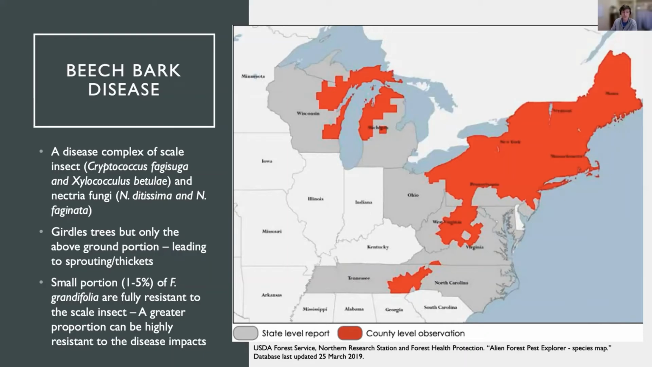There is a small portion of American beech that are fully resistant, and that number depends regionally and on what study you look at, but that's somewhere between 1% to 5%. So a very small proportion is fully resistant, and a greater proportion can be highly resistant. So they get the disease, they are attacked by the insect and the Nectria fungi, but they are vigorous enough, or they have some genetic component which allows them to fight off the disease for the most part, and they can live quite some time showing signs of the disease.